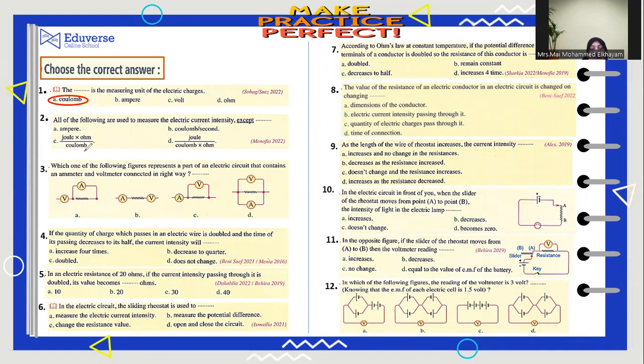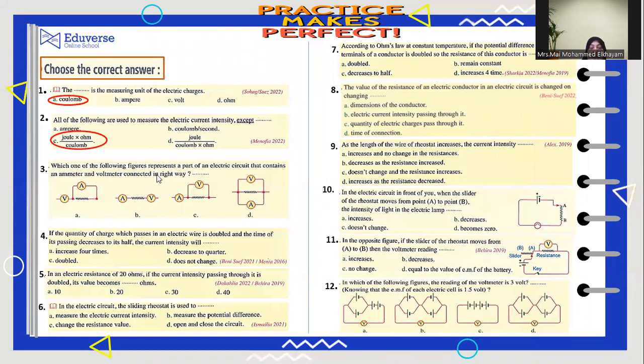Joule by ohm over coulomb. Let's see that. Joule is the work, multiplied by resistance, over the quantity of a charge. W over Q means what? V. So it is V by R. As you can see, this will be the joule by ohm over coulomb. Why? Because we all know that I equals V over R, while here it is V multiplied by R. So this is not the correct one. Okay, let's go.